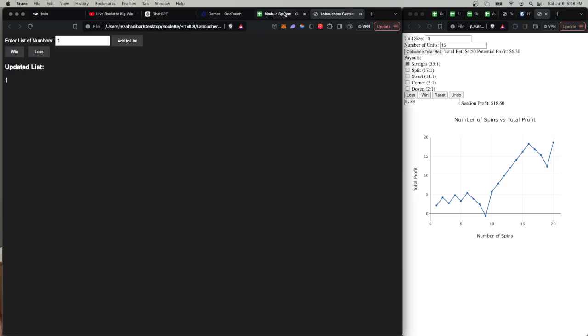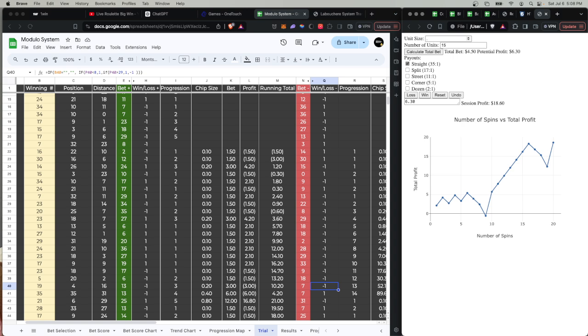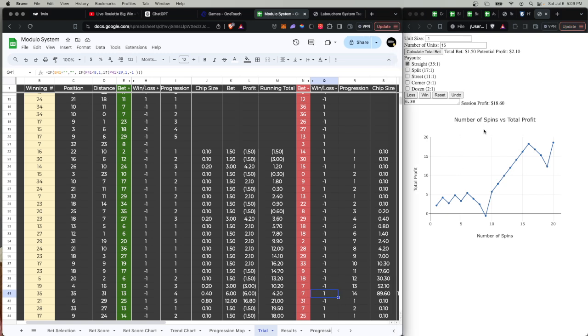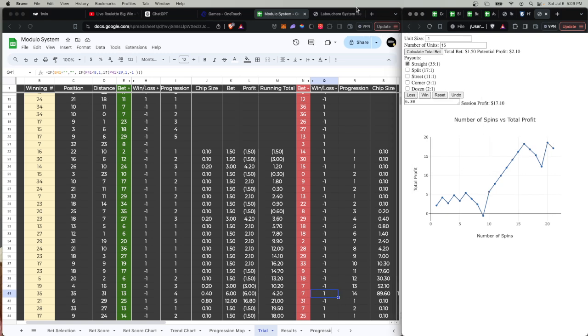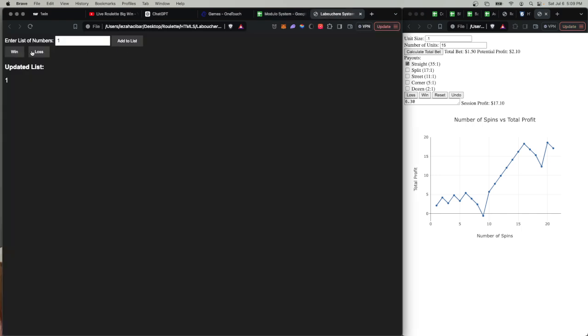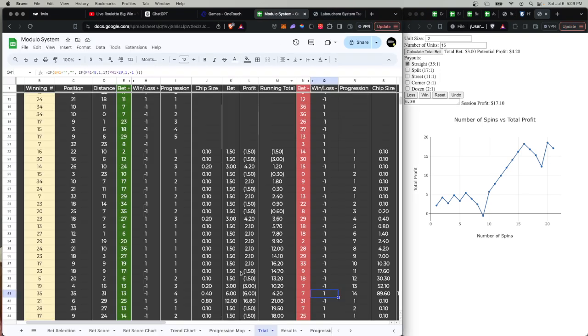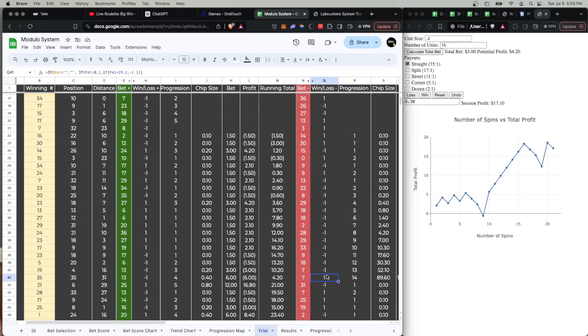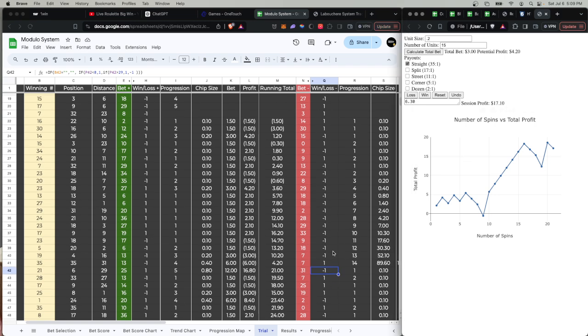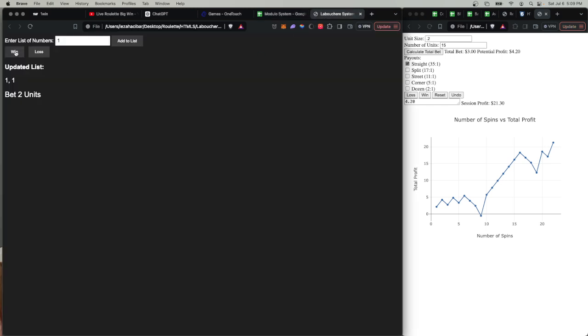So we win. So we got 1 unit. Calculate. So we win. And then we lost. So this is what is different from our regular progression in the Labouchere. So now we're betting 2 units. So we won, lost. We gotta lose 2 times before we switch trend. So now it's a win. And if we go here, now we reset.